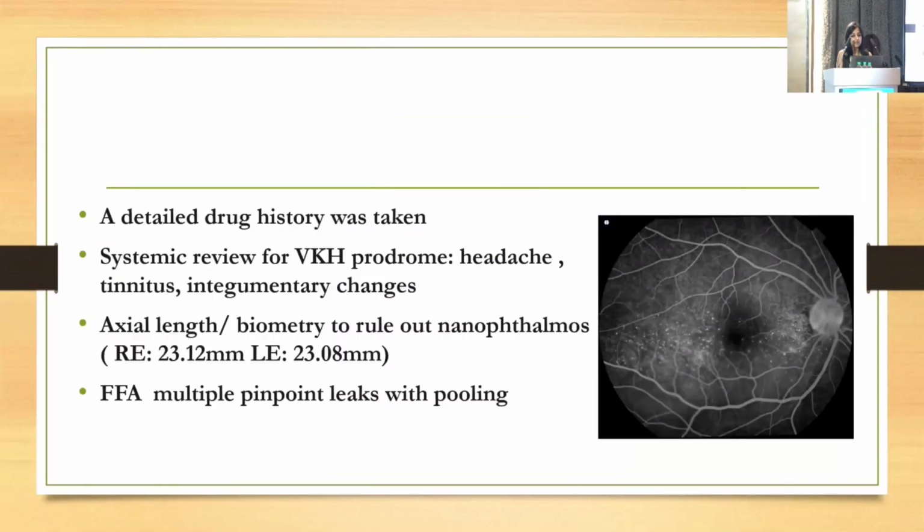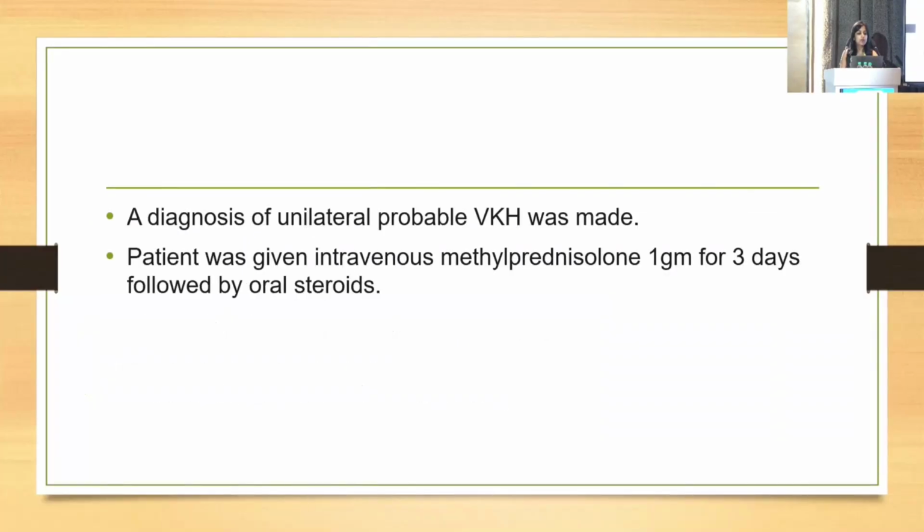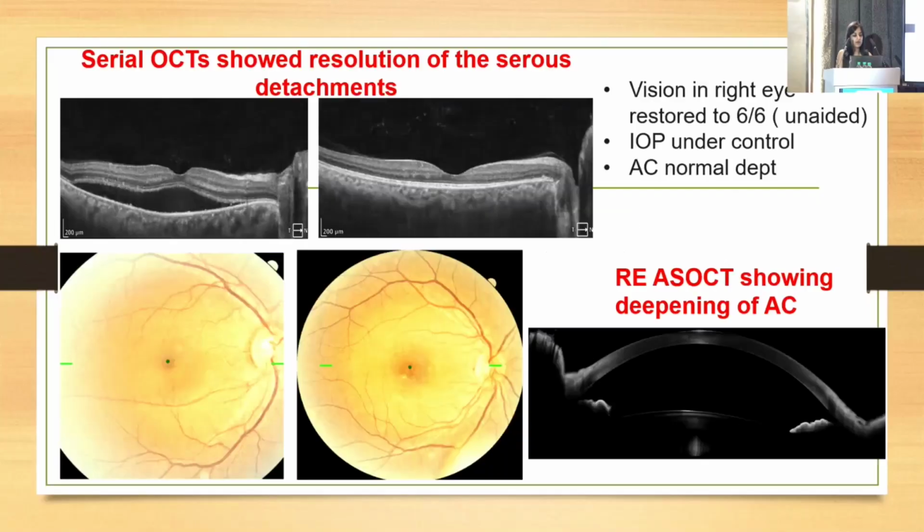So then again, we revisited the history and a detailed drug history was taken. Again, we just know that he had taken some drugs 5 days back over the counter, but we don't know what it was. Then the systemic review for VKH was done, that is headache, tinnitus, integumentary changes, but there was none. The axial length biometry was normal, so it ruled out nanophthalmos. However, the FFA showed multiple pinpoint leaks with pooling. So a probable diagnosis of unilateral probable VKH was made, and the patient was given intravenous methylprednisolone 1 gram for 3 days, followed by oral steroids.